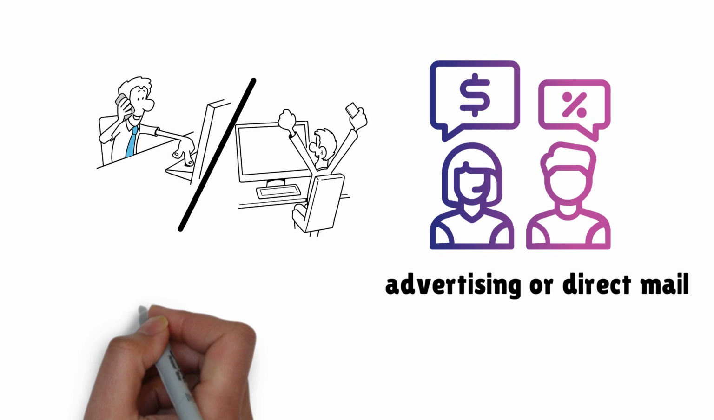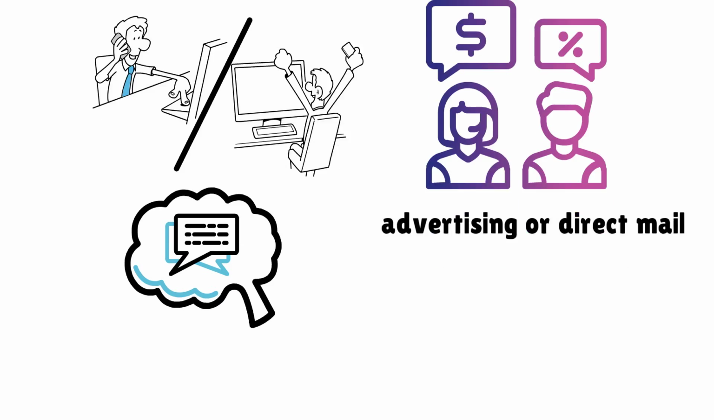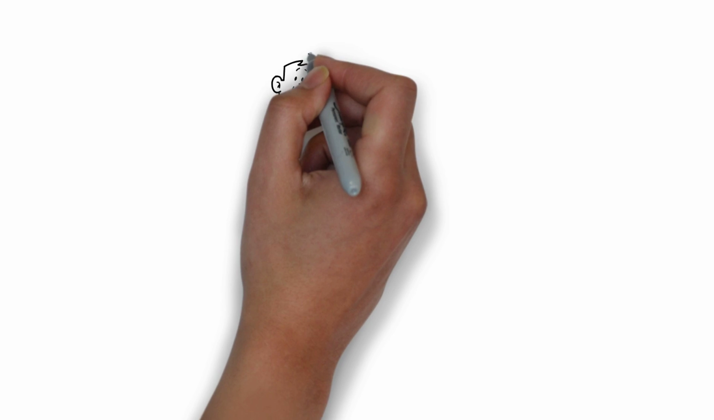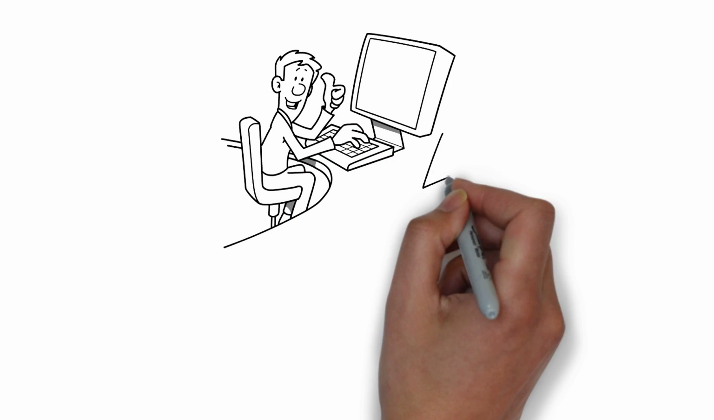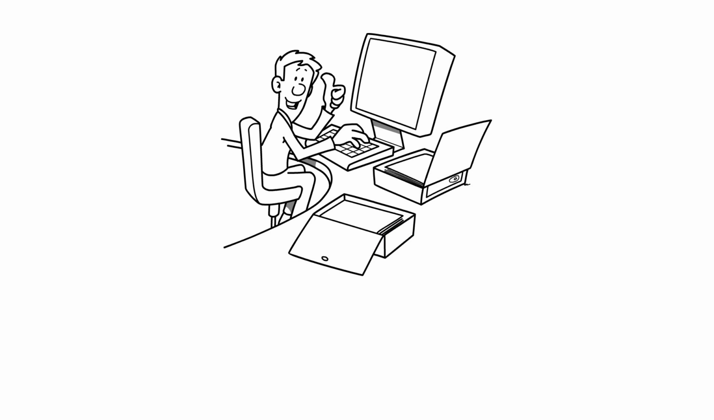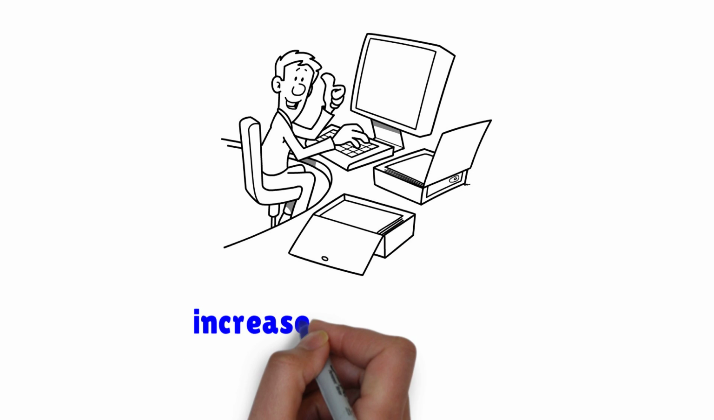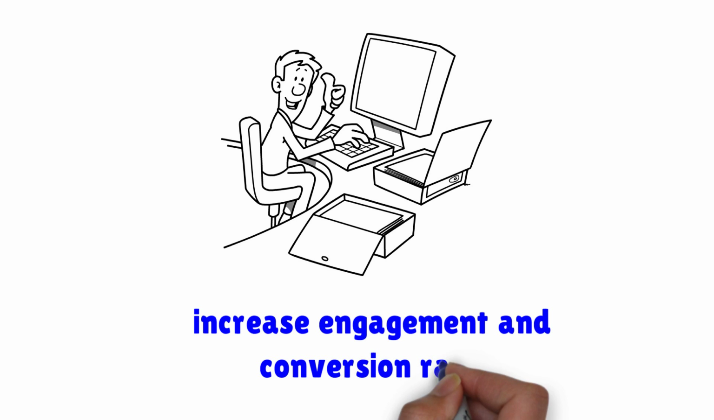And finally, email marketing allows you to personalize your message. With email marketing software, you can segment your audience and send targeted messages to specific groups based on their interests or behavior. This personalization can help increase engagement and conversion rates.